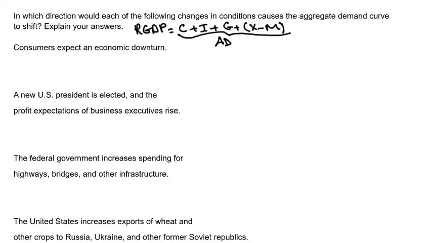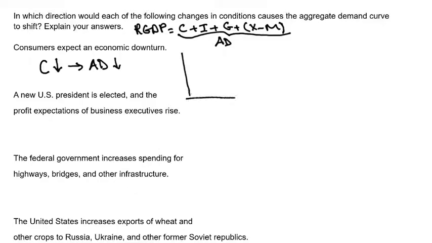So let's take a look at this first question here. Consumers expect an economic downturn. This is about consumers, the C component, and consumers cut their spending because of their expectations that will lower the aggregate demand. Okay, so let's show that on a graph.